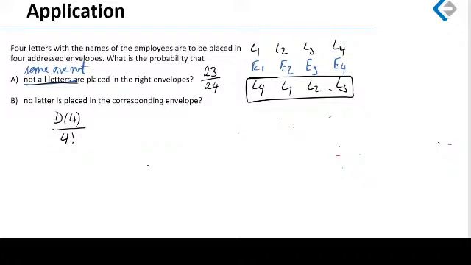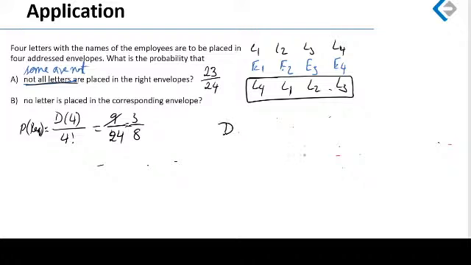Derangement for 4. Therefore, the required probability is nothing but derangement for 4 divided by 4 factorial. What is derangement for 4? 9. So 9 divided by 24. We can simplify this: this is 3 times 3, and 8 times 3. Therefore, you would say 3 by 8. All right, 3 by 8 is the outcome which is in your favor.